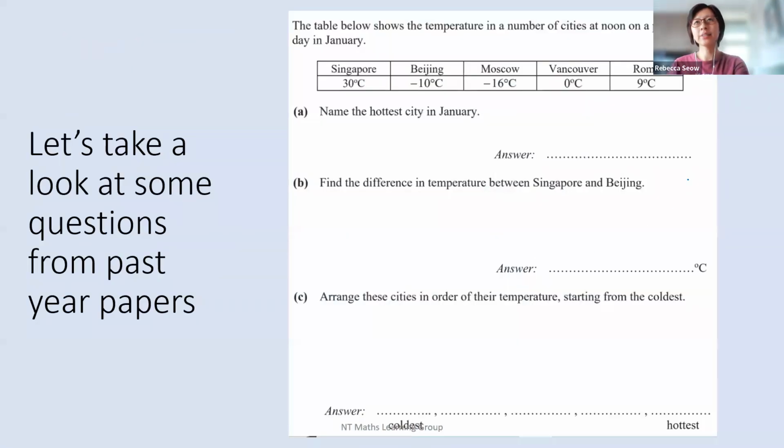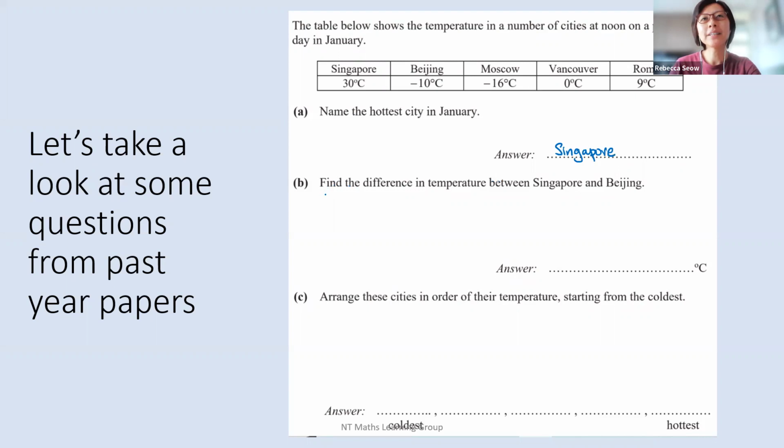Okay, let's take a look at some other questions. In the table below, it shows the temperature of a number of cities at noon on a particular day in January. So we name the hottest city in January. Hottest city means that we need to find the temperature with the largest number. So which is the largest number here? We realize that it's 30, right? Yeah, and the city, Singapore. Not a surprise, right?